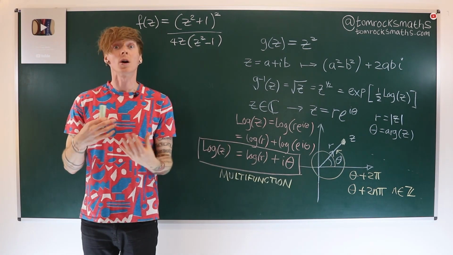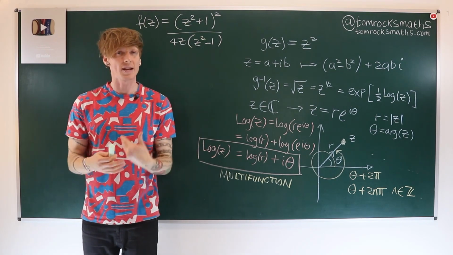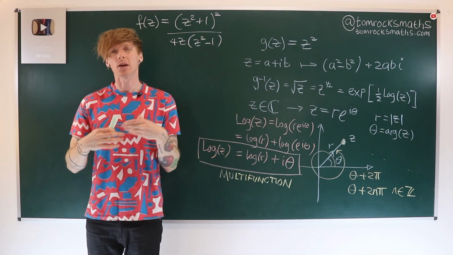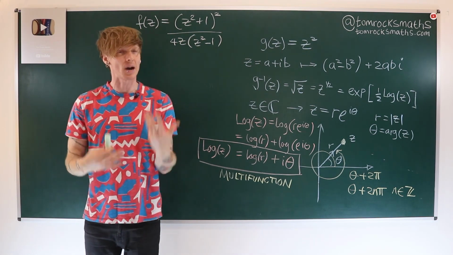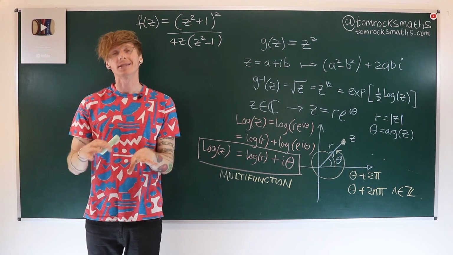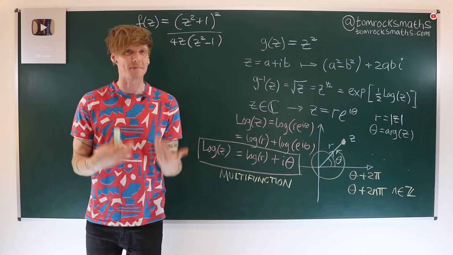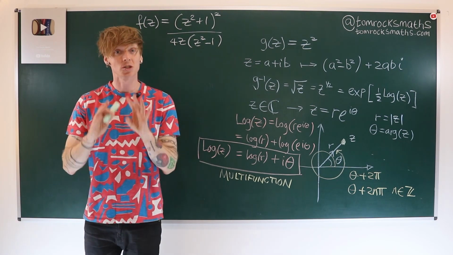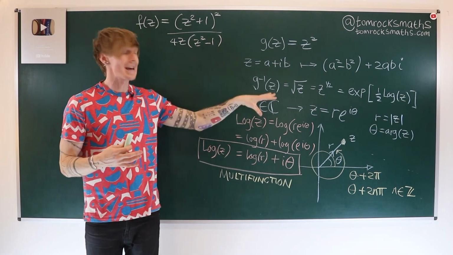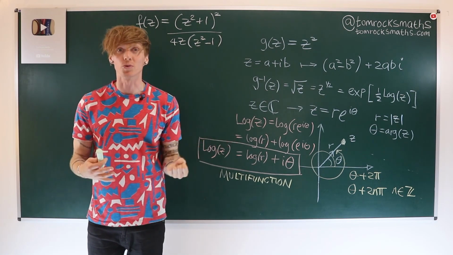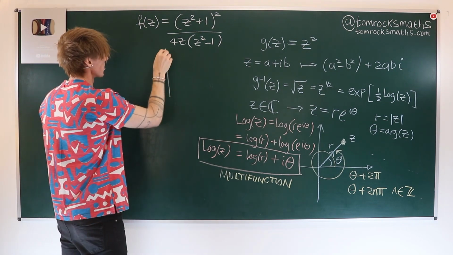Now, in order to overcome this issue of non-uniqueness, we limit the range of theta using something called a branch cut. And it is these branch cuts which give rise to the multivalued nature of our multifunction. So here is a simple example with the function z to the half, or the square root function. The way it works is as follows.